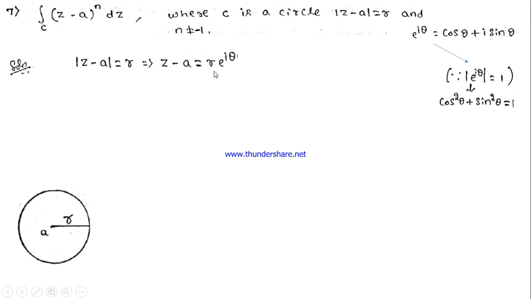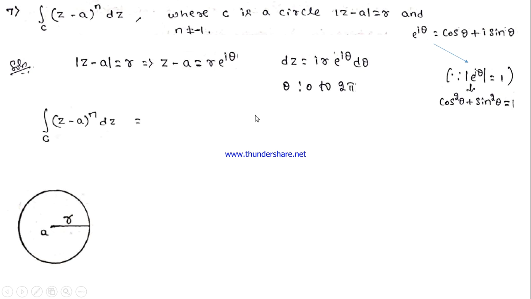So if I take the modulus, modulus of z minus a is equal to modulus of r e power i theta. r is just a real constant, and modulus of e power i theta becomes 1. You will get back to this. Now z minus a is fine, I can substitute on this one. And what about dz? For a given circle, the radius is always fixed, only theta varies. So r is constant. Differentiation of e power i theta is i e power i theta d theta. And theta varies from 0 to 2 pi for a circle.